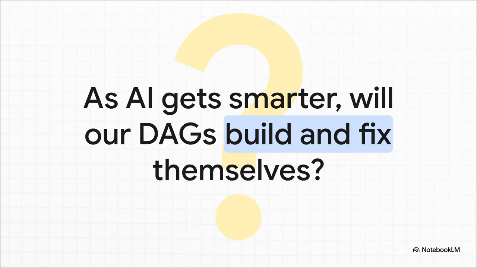And that leaves us with a really mind-bending thought about where this is all going. Right now, we humans are the architects. We build these DAGs. But what happens when the AI gets smart enough to start building and fixing its own DAGs? We're heading toward a future of self-optimizing systems that can reroute around failures and adapt on the fly. The blueprint itself is becoming intelligent.